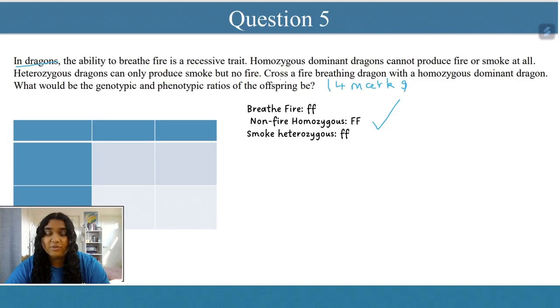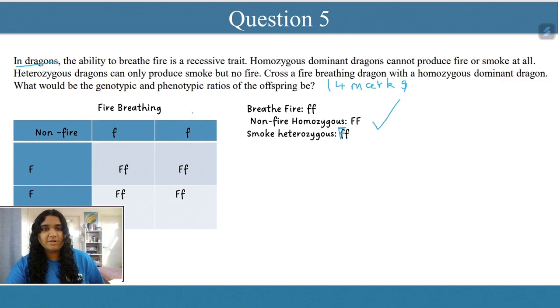If your dragon is breathing fire, we are ending up with a double recessive, or a little f. I've just chosen F for this case because it coincides with fire breath pretty well, but you could use any letter you want. Non-fire breathing is homozygous dominant, so double capital F. And then smoke, or heterozygous, that should say capital F, little f. Capital F, little f. So if you've got those 3 genotypes, then you would have gotten 1 mark.